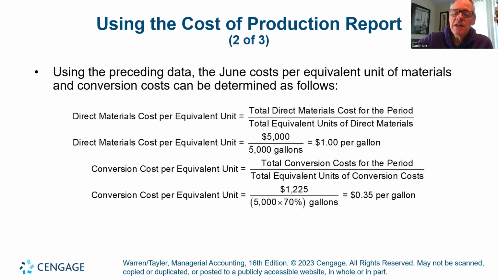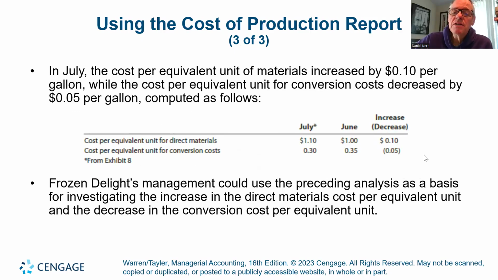So now if we've got those as of July 1st, we can compare those to what they were as of June 1st. And if we compare them as of June 1st, you can see that the cost per equivalent unit of material went from $1 to $1.10. Why did those costs go up? We want to explore why those costs went up and take corrective action. And also the conversion cost actually went down. Why did they go from 35 cents to 30 cents?